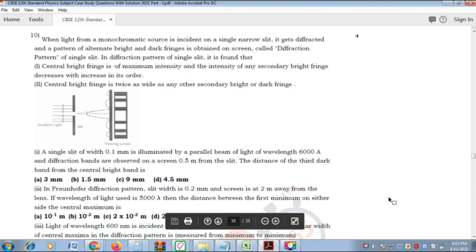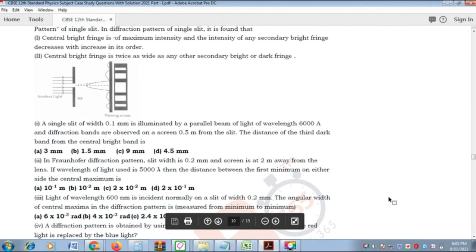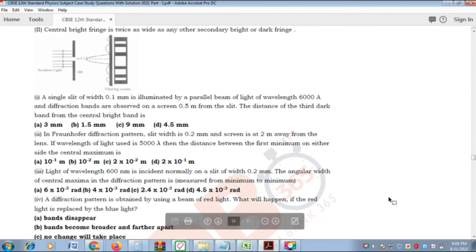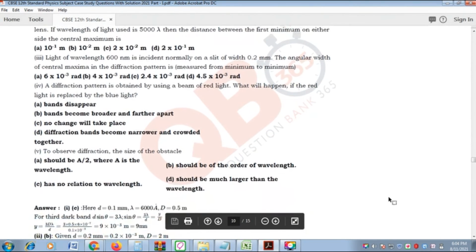Following maths and physics, we will provide case study questions for all subjects in class 12, class 10 and class 11 as soon as possible.